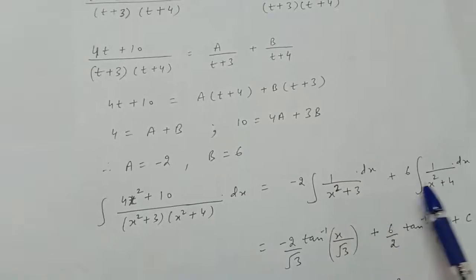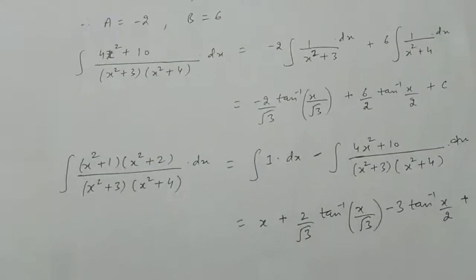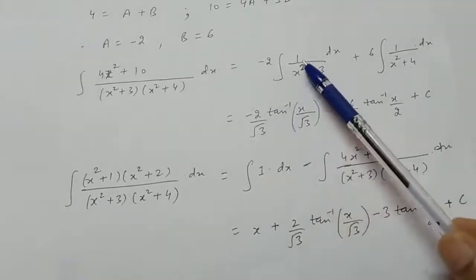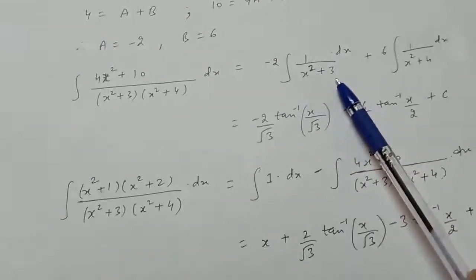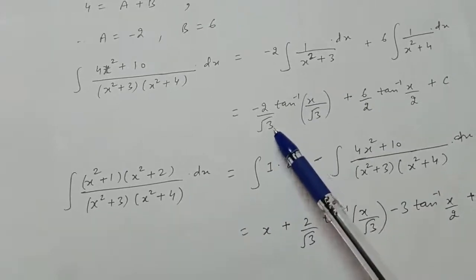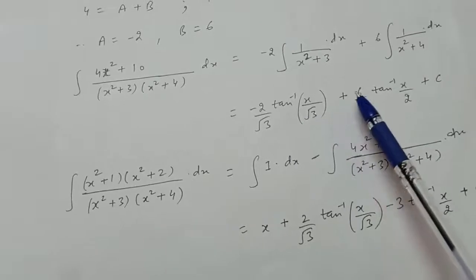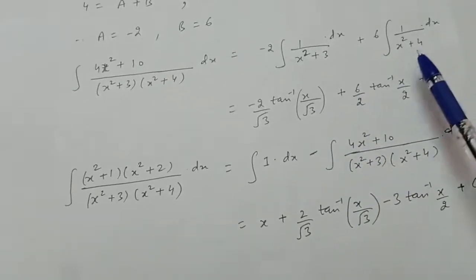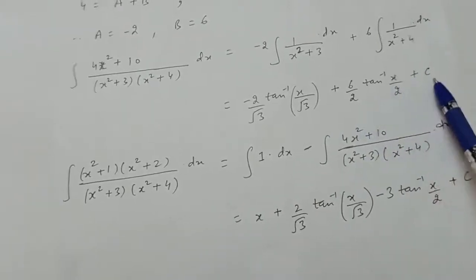Now you know the integral of both of these functions. So this is equal to -2 as it is. Integral of this will be 1 upon x square plus root 3 square. So integral of the function will be 1 upon a, here is root 3, into tan inverse x upon a, plus 6 as it is. Here a is 2 because 4 is 2 square. So this will be 1 upon 2 into tan inverse x by 2 plus c.